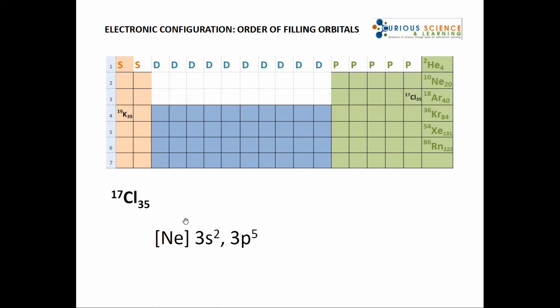So the neon is filled, and after neon the s is filled, basically 3s2, because s1, s2 is filled. Then p is filled: p1, p2, p3, p4, p5. So this is p5. That is how the electronic configuration works for 17 chlorine.